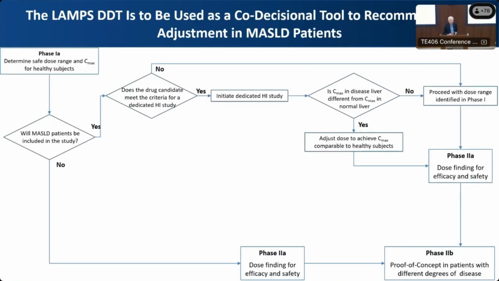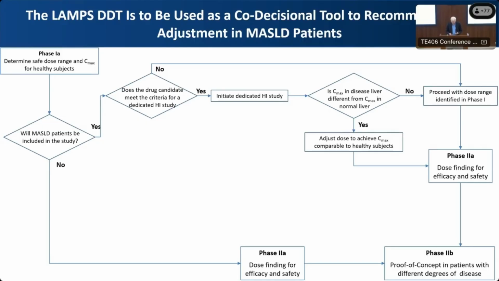Now, the LAMPS is to be used as a co-decisional tool to recommend dose adjustment in MASLD patients. And this is after phase 1, when we know what the recommended dose in healthy patients is. Currently, when MASLD patients or other liver injury patients are going to be included in the study, if the drug meets a certain set of criteria, a dedicated hepatic impairment study would be run.